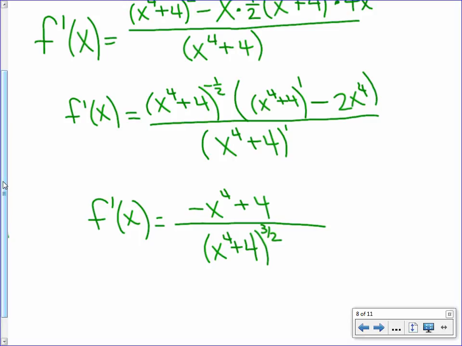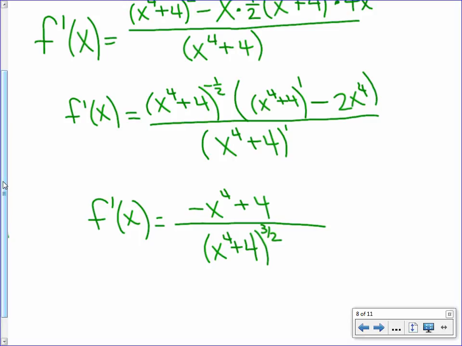Would it be, for the denominator, negative 3/2 if you were subtracting? No, because when we move this downstairs, it becomes a positive exponent. So we have 1/2 plus 1. And then how does that 2x to the 4th just disappear? X to the 4th minus 2x to the 4th would be negative 1x to the 4th.